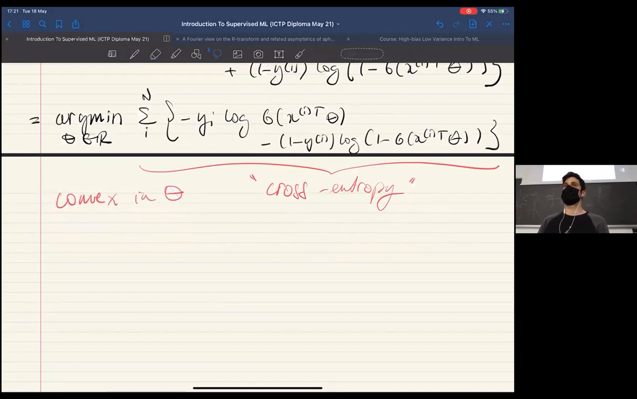So even if it's convex, you need an optimizer to do it. And this is gradient descent or stochastic gradient descent. Let's try anyway. Let's try to obtain not a closed solution, but let's try to compute the gradient and see what happens.